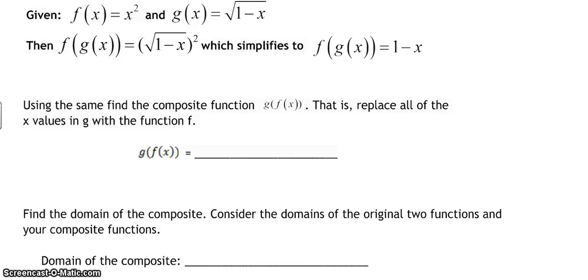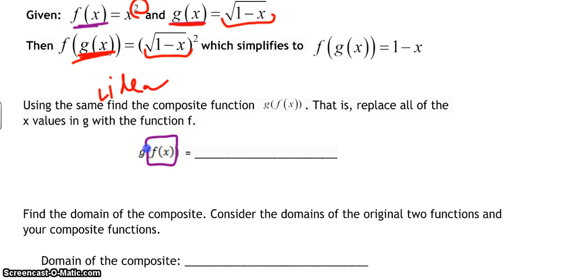Alright, you do not have this slide in your notes, but this is something I want to talk through real quick. So I've got my two functions, f of x and g of x, up here. I'm actually going to use red for that one. If I take f of g of x, that means I'm taking g of x and plugging it into f of x. Simplifying that, I end up with 1 minus x, if you were to actually square that square root. Okay? So it says, using the same idea, find the composite g of f of x. So we're going to replace all of our x values in g with an f of x.